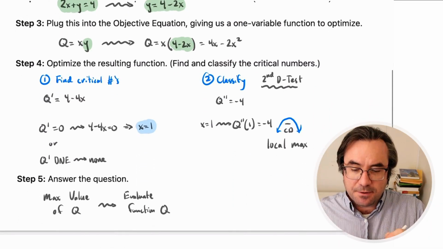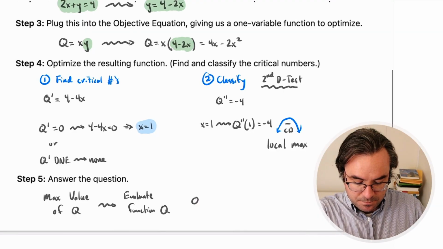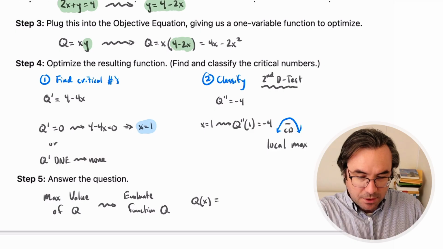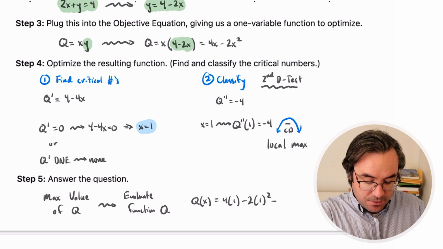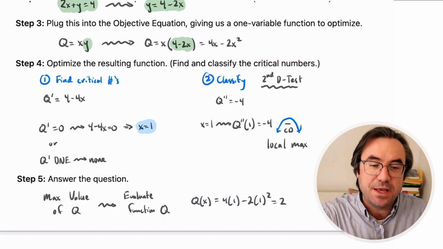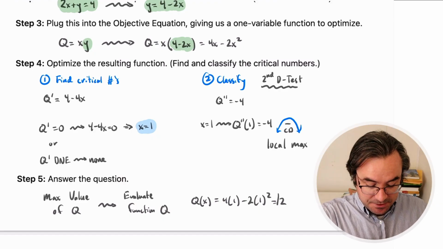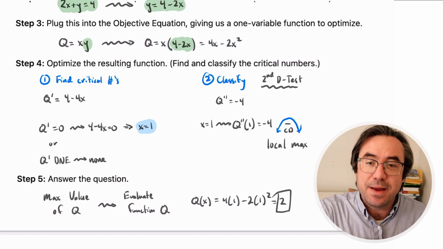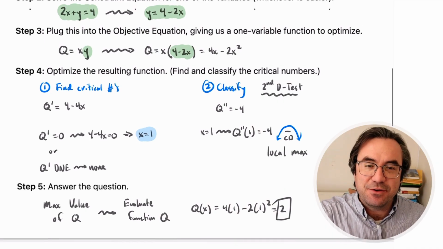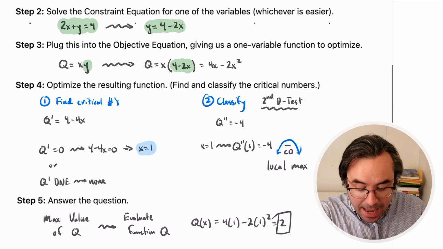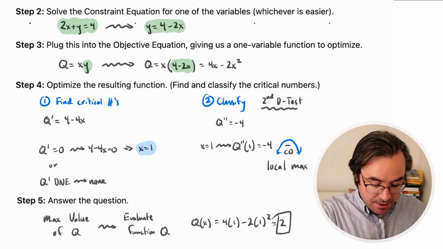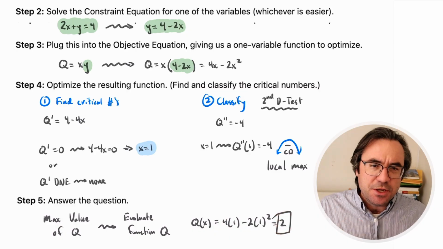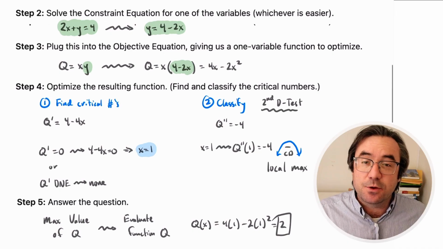So if we plug in there, we're going to plug 1 in wherever we see an x. So we get 4 times 1 minus 2 times 1 squared, which, if we simplify, is 2. And that's our answer. So we wanted the max value of our function, and we found it. We know where it happens, at x equals 1, but we actually wanted the max value. So you just make sure for that last step, you're actually reading the question.